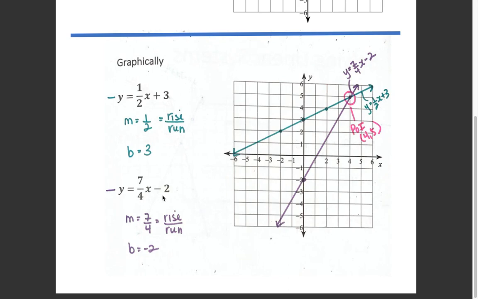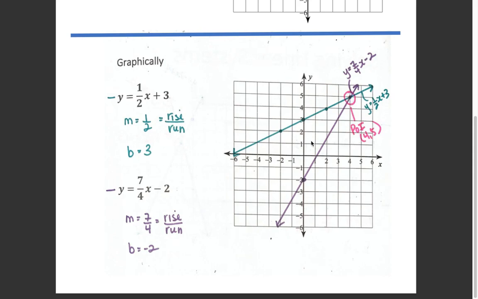Same thing for down here. So my 7 over 4 is going to be my slope because it's in front of the x. That's my rise and my run. I'm going to pick off my y-intercept, which is at negative 2. So I'm going to start by plotting a point at negative 2 on my y-axis. I'm going to put my pencil there, and from there I'm going to go up 7 and over 4. So 1, 2, 3, 4, 5, 6, 7, and then over 4. 1, 2, 3, 4. There's my other point.